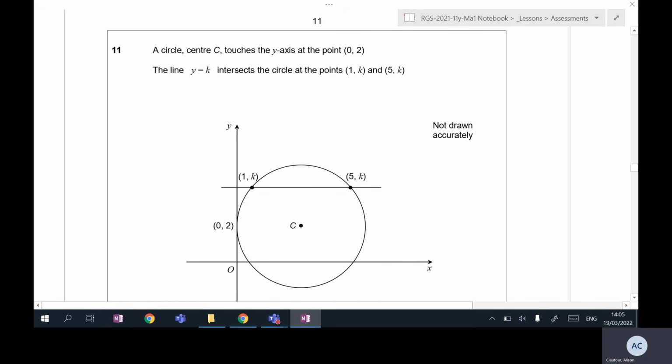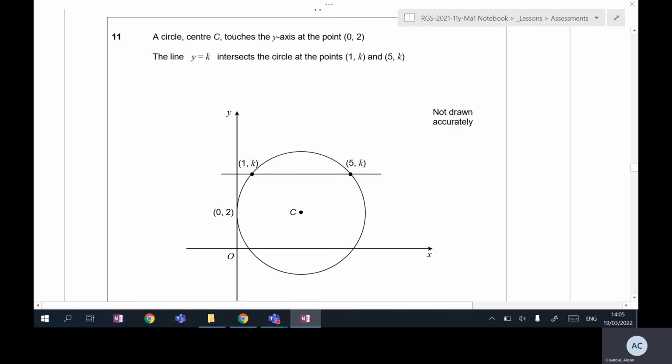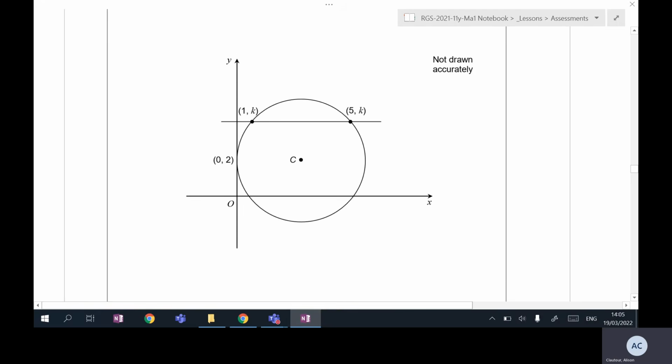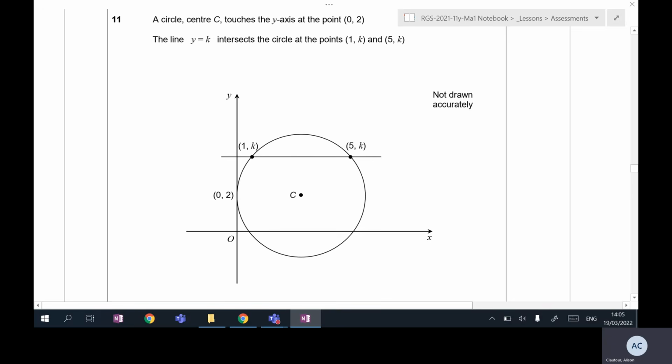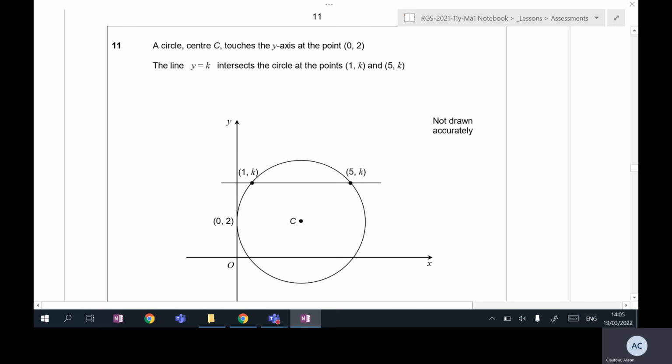Okay, we've now got a circle that touches the y-axis at (0, 2). The line y equals k intersects at (1, k) and (5, k), and we're trying to work out what the circle equation is. So remember, for the circle equation, we need to have a radius and we need to have the centre of the circle. So we've got to use the information in the question to work out what the centre is and to work out what the radius is.